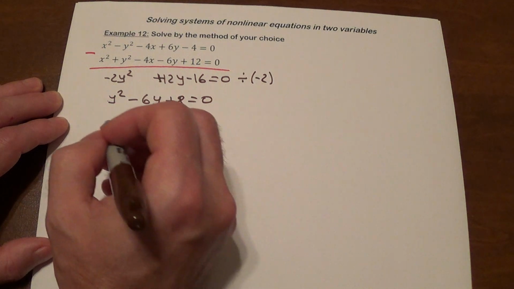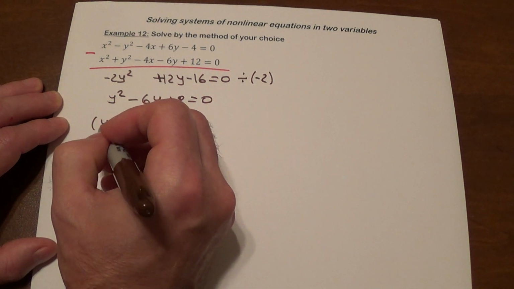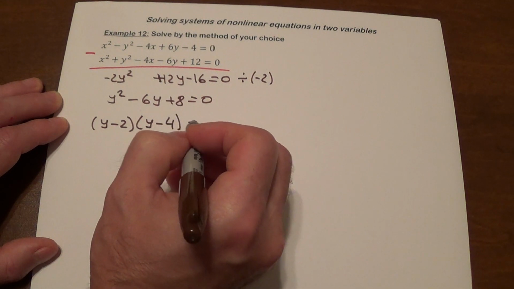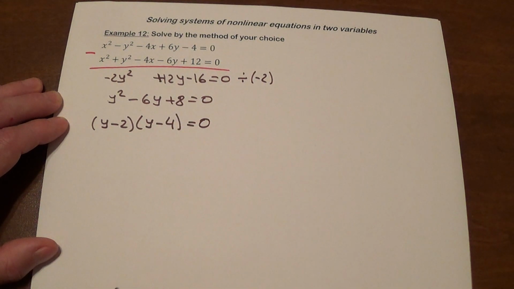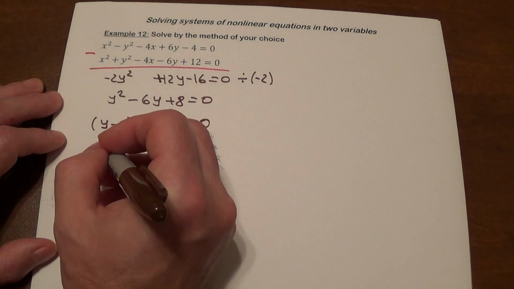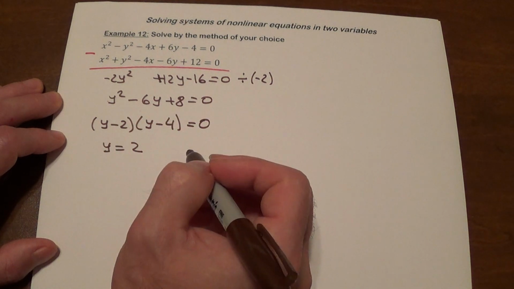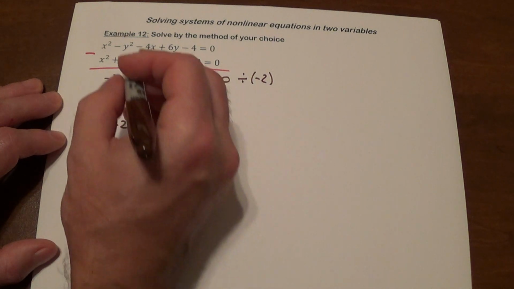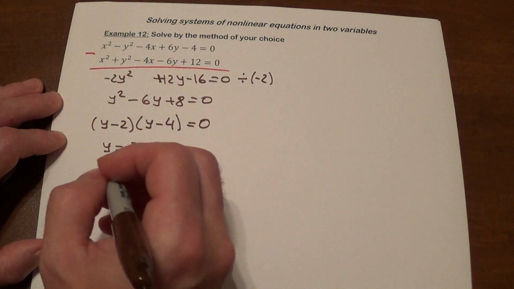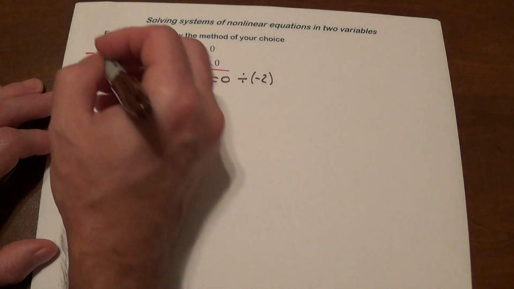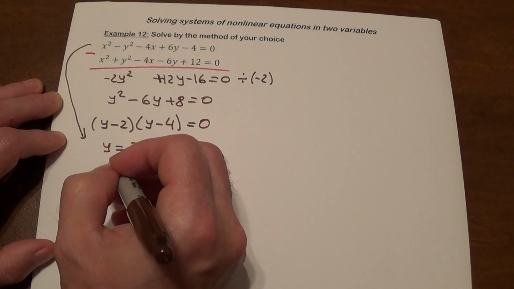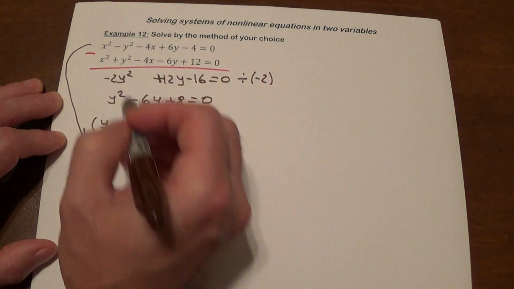Very nice quadratic equation, factorable. You have y minus 2 times y minus 4 equals 0. And now for each one of those, y equals 2 and y equals 4. So now we have to substitute all that into our equation. Let's use the first equation, replacing y with the 2 in the first equation.